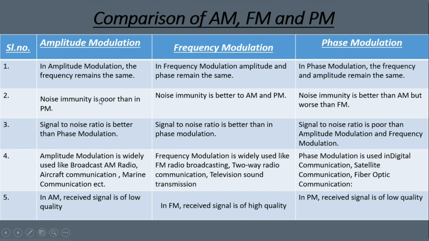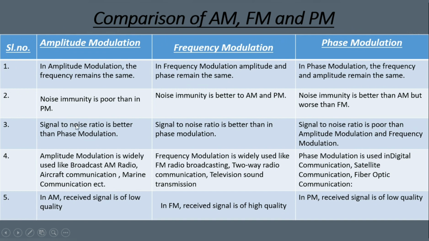In amplitude modulation, the noise immunity is poorer than PM. In frequency modulation, noise immunity is better than AM and PM. In phase modulation, the noise immunity is better than AM but worse than FM. The AM signal to noise ratio is better than PM. Frequency modulation is also better than PM in signal to noise ratio. But in phase modulation, the signal to noise ratio is poorer than AM and FM.